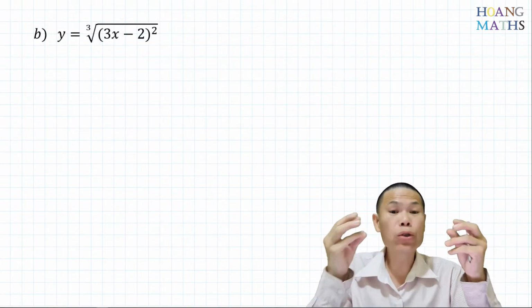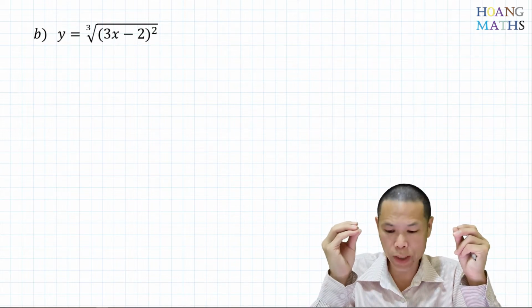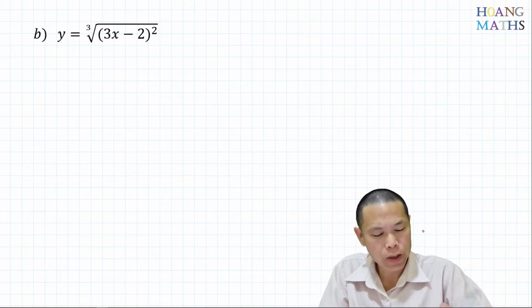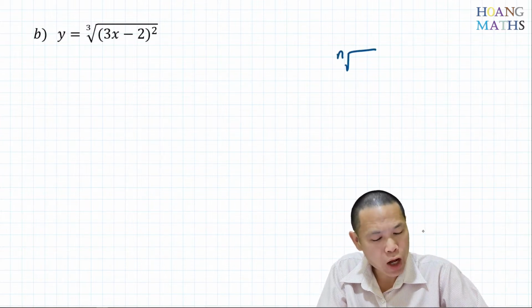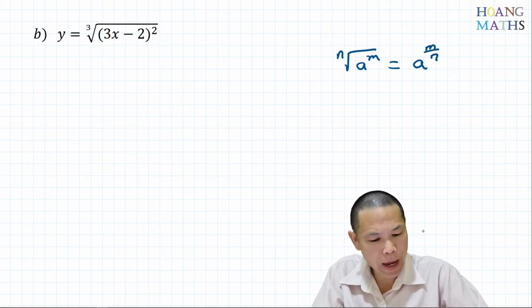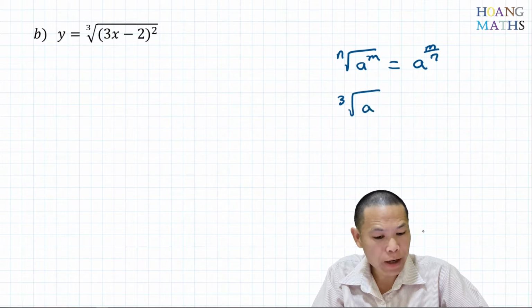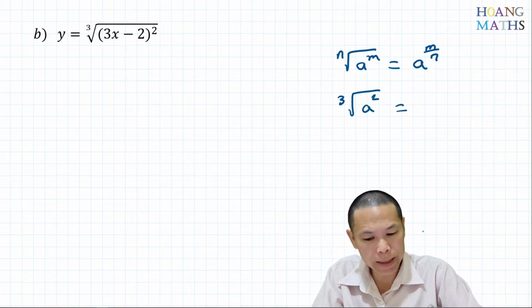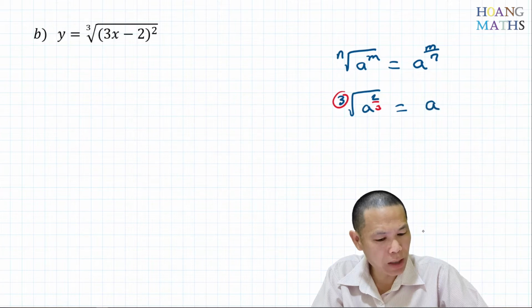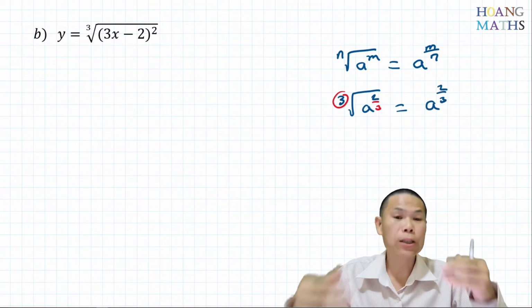Second one. To differentiate this, the first thing we need to do is convert the root form into fractional index form first. We know that the nth root of a power m can be converted into fractional form as a power m over n. In other words, if we have the cube root of a power 2, the 3 here goes down here, and that becomes a to the 2 over 3. So that's what that meant.